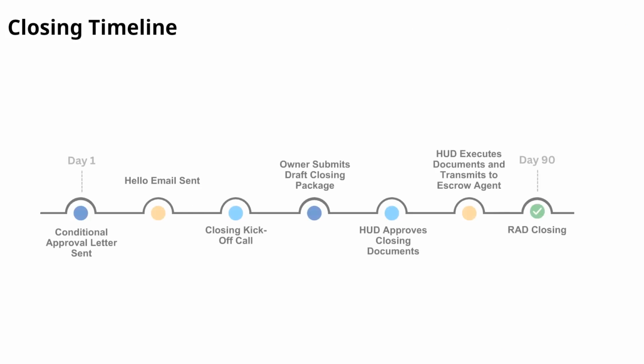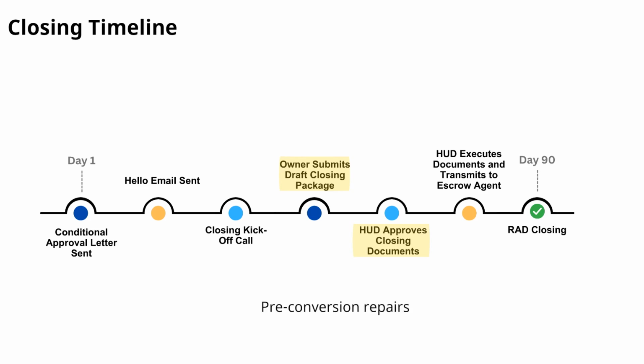The closing timeline should include a target date for the owner's submission of the draft closing package, provide time for HUD's review process, identify the desired effective date of the new HAP contract, and account for any unique aspects of the conversion, such as completing any pre-conversion repairs and/or closing any financing associated with the RAD conversion.